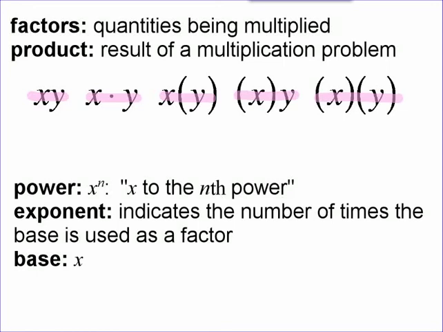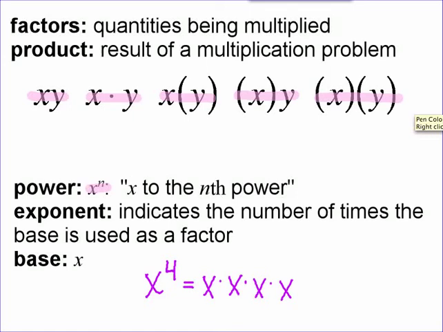Power. Power is written as x to the n. We read that as x to the nth power. A little bit about that. N is the exponent. That indicates the number of times the base is used as a factor, and the base is x. So example, if I had x to the 4th power, what that means, the base is x. So that means I'm going to take x times x times x times x, 4 times.